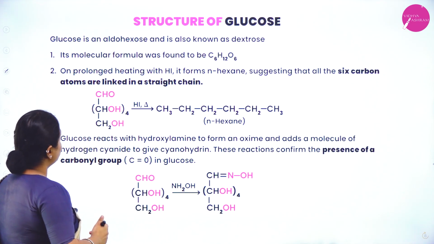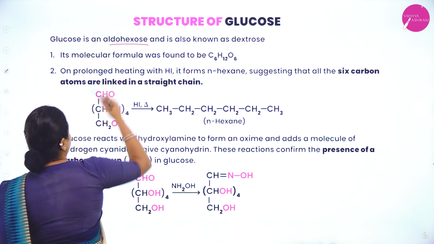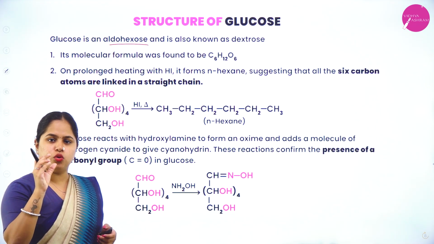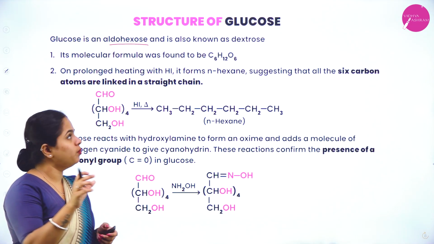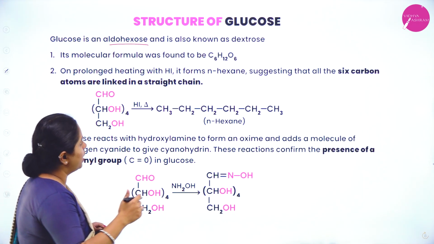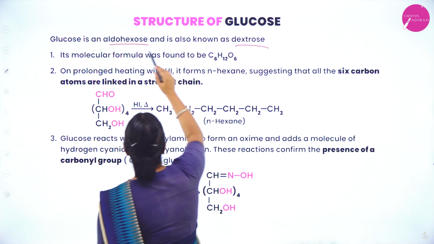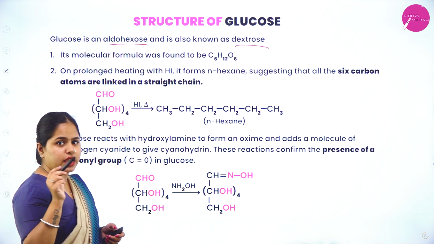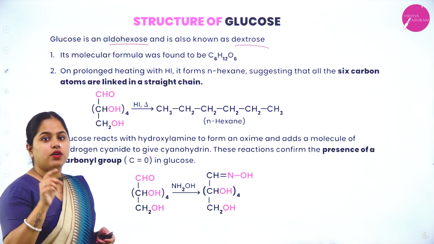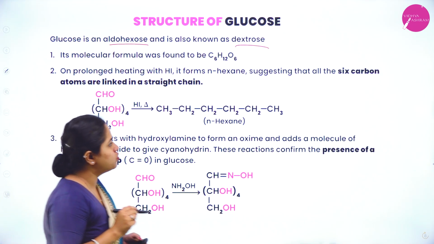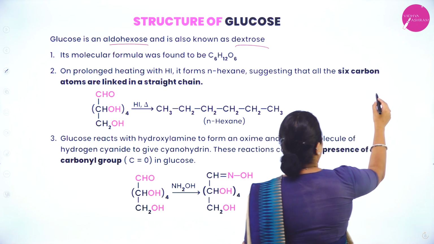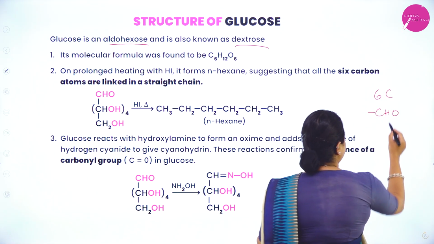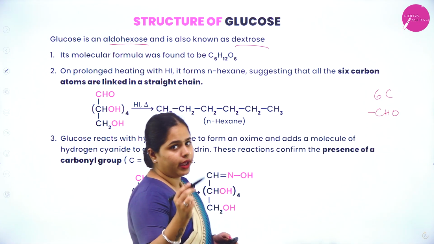So let's see. Glucose is an aldohexose. Now what does this mean? Aldo stands for aldehyde. That means glucose is having an aldehyde group. So this aldo stands for, it is having an aldehyde group. Hexose. Now what does this hex stand for? Hex stands for 6 carbon atoms. So two things we understood from here. Glucose is having 6 carbon atoms, and also it is having an aldehyde group. So it is an aldohexose.